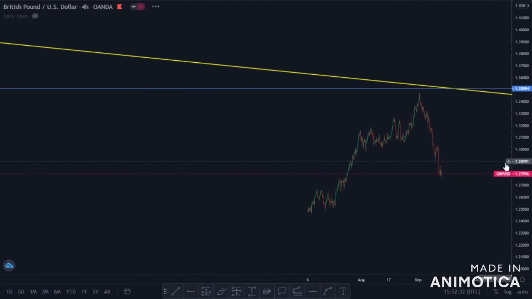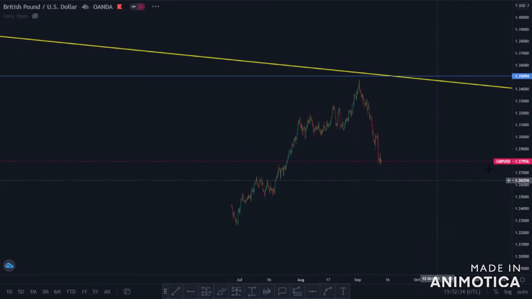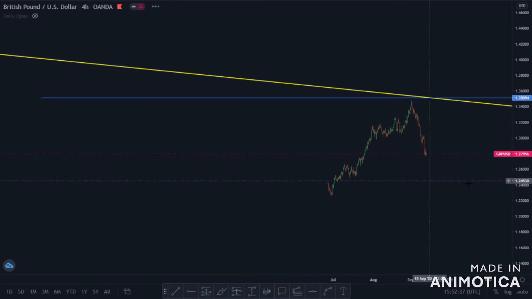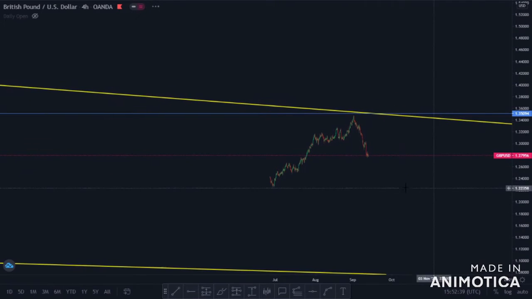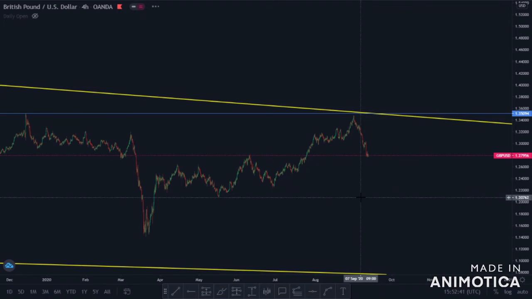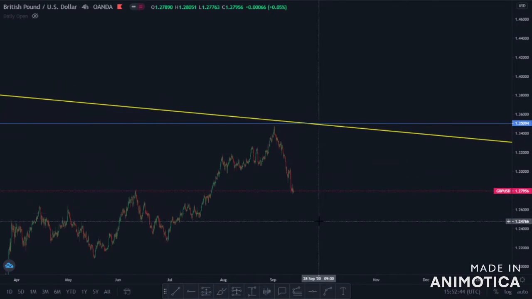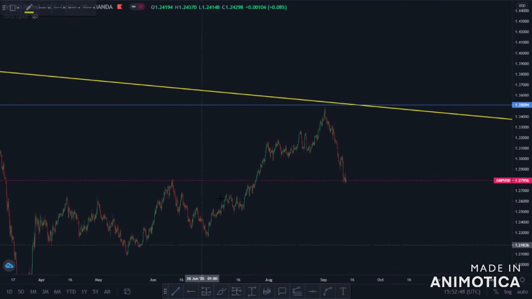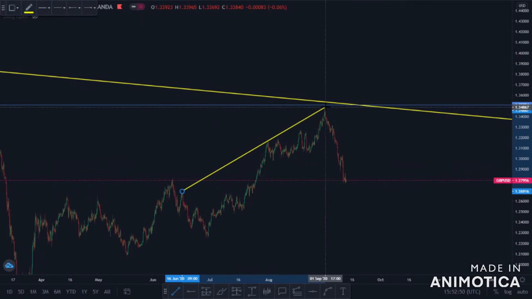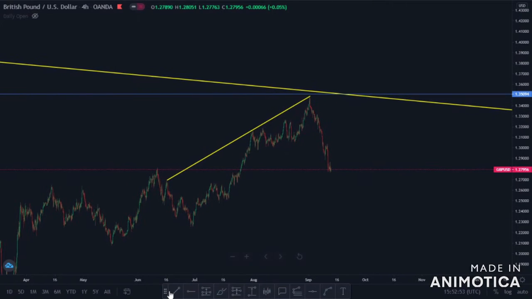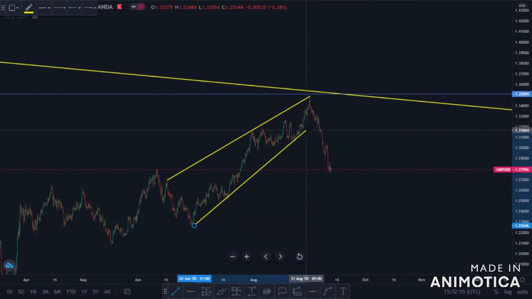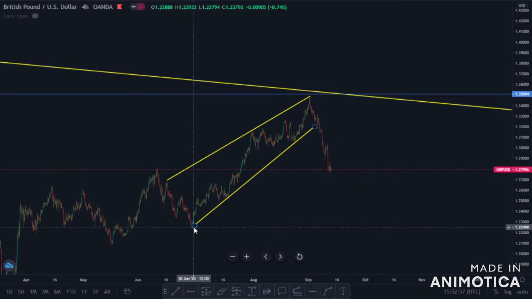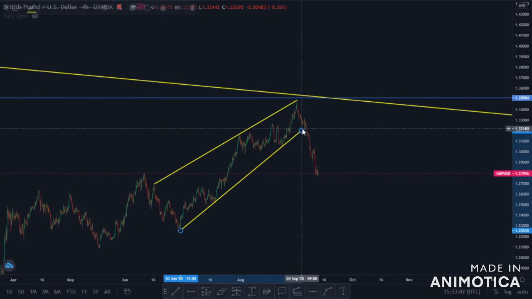On the 4-hour time frame, let's just wait for this to load real quick. There we go. On the 4-hour time frame, what we do have here is an ascending channel. An ascending channel is a reversal. You might have heard me say that in my previous videos. It is a reversal type of channel.